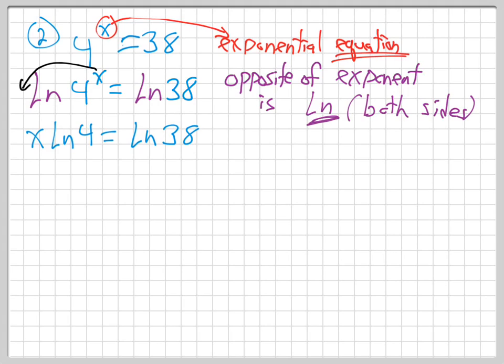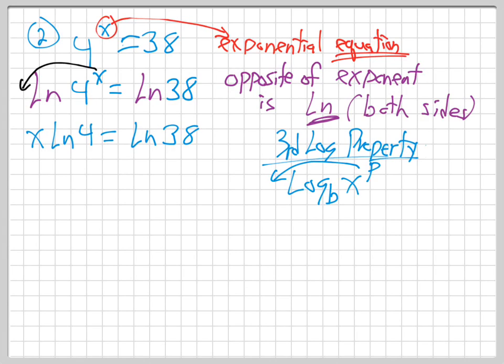Oh, by the way, why did that x come down to the front? Remember, that's one of those 3 log properties. I'll just say the 3rd log property. That is that the log base b of x to a power, that power can come down to the front. So powers can come down to the front.